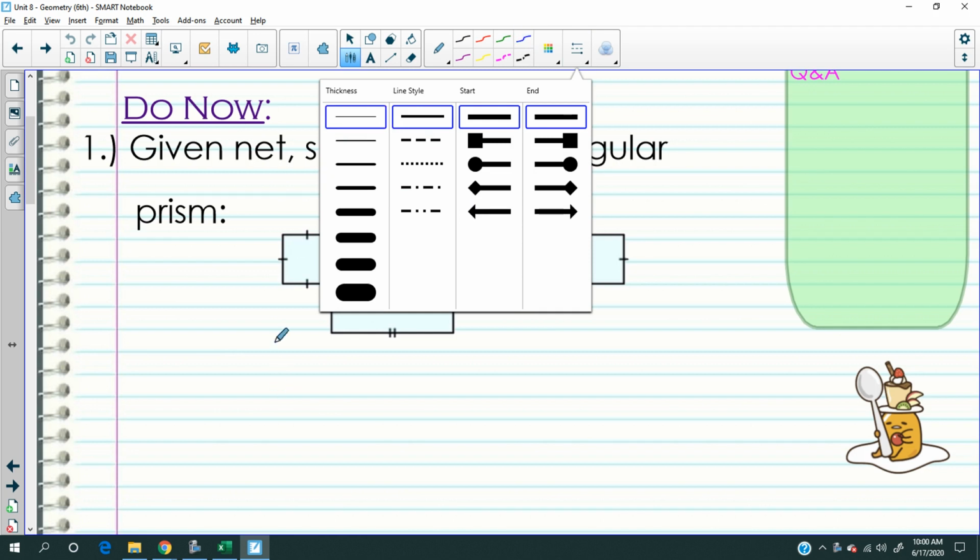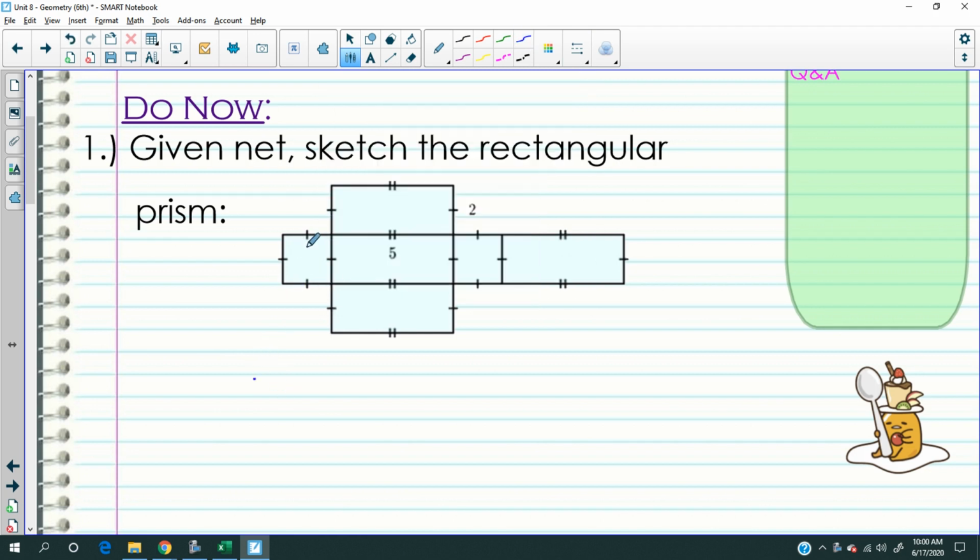So this is what it will look like now. Right off the bat, I noticed that there are two little squares here, right? And how do you know they're squares? Yeah, right. You see these slashes, right? So I'm gonna go ahead and draw a square.